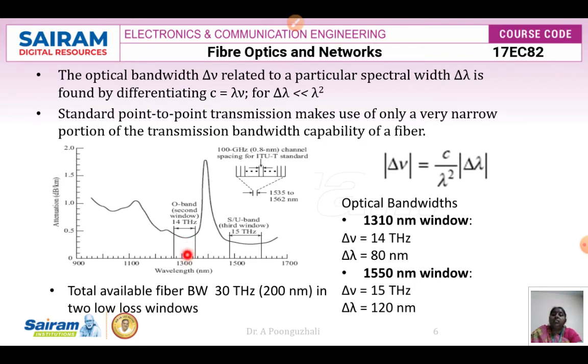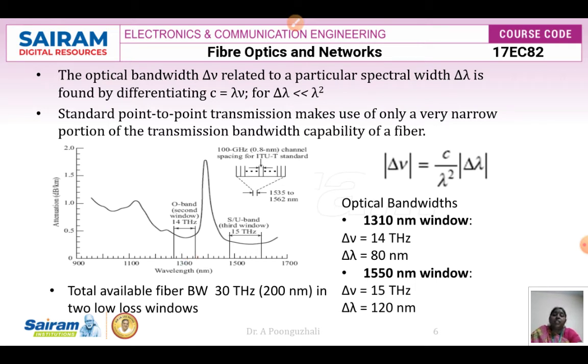So at the O band, we are going to have one window which is going to have a low attenuation, and at the other window we are going to have another low attenuation there. So in this case we can take the optical bandwidth to be 14 terahertz, and the corresponding spectral width is going to be del lambda, that is 80 nanometers in the 1310 nanometer window.